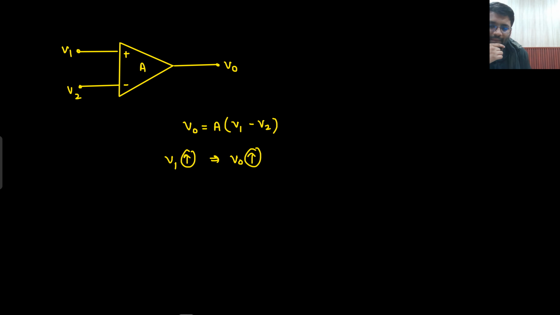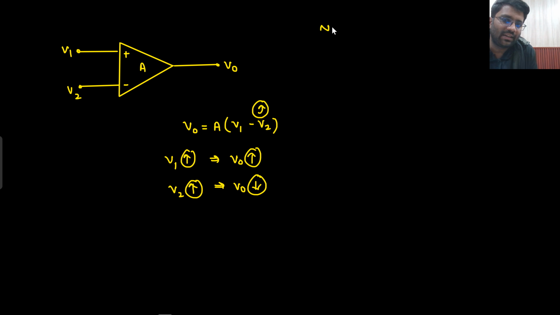Yes, sir. Now let's do another thing. I keep V1 fixed, now V2 increases. If V2 increases, then what will happen? If this particular thing increases, then this total thing would decrease. If this total thing is decreasing, then V0 will also decrease. So this positive terminal is known as the non-inverting terminal. What name did I say? Non-inverting terminal.